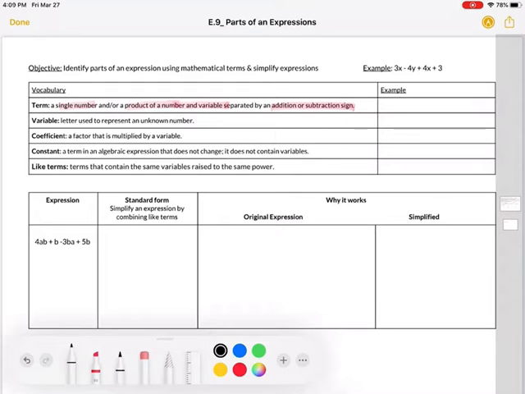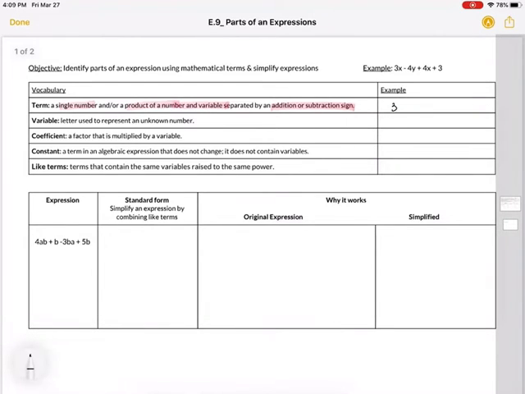So a single number, oh, I see my 3 is a single number. That's a term. A product of a number and a variable. Well, 3x is a product of a number and a variable. So is 4y, and so is 4x. Those are all terms. And I noticed too that they're separated by that addition and subtraction sign.